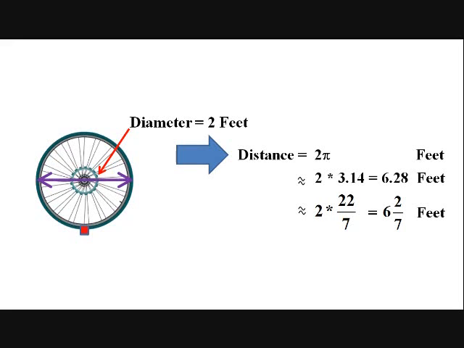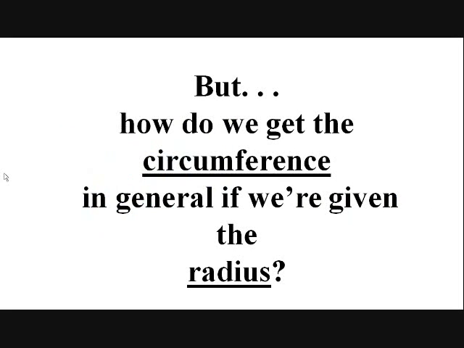So we just figured out a specific case. We figured out the circumference of a circle whose radius is 1 foot. But how do we get the circumference in general if we're given the radius? The radius could be anything. It could be an inch, it could be a mile, it could be a parsec, it could be anything. What I'm looking for here is a general formula that relates the radius to the circumference.